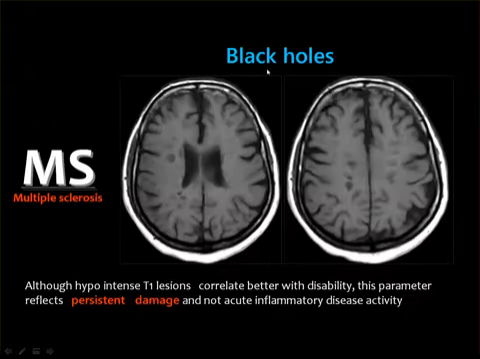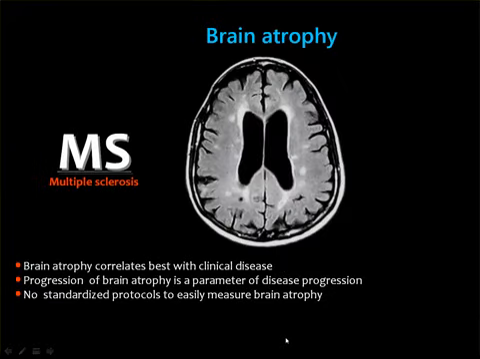Black holes represent foci of dark signal in the T1 weighted image. And the black holes are pathognomonic for persistent damage of the brain parenchyma. You know that the MS plaques are very faintly appreciated in the T1 weighted image. But if you see these lesions very clearly in the T1, you know that this is an encephalomalacic brain. I mean dead brain tissue.